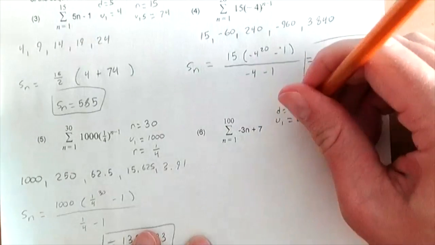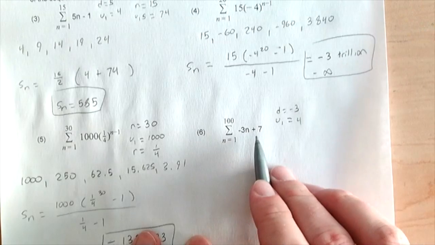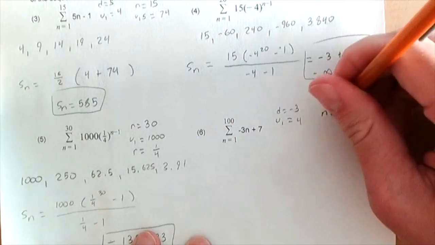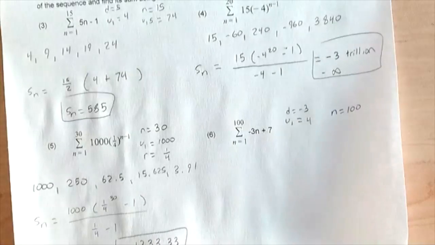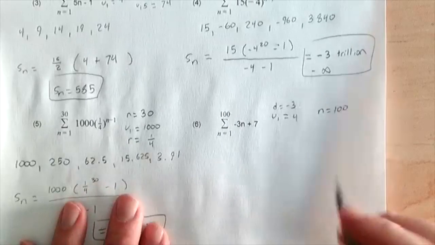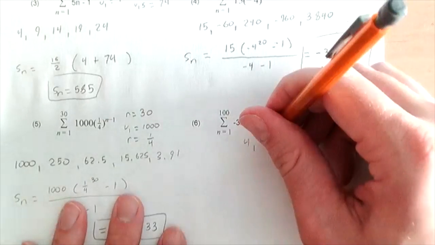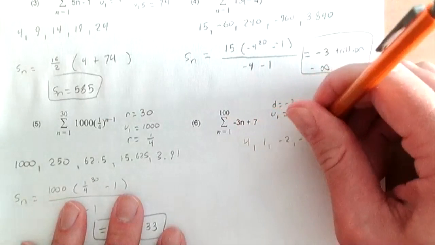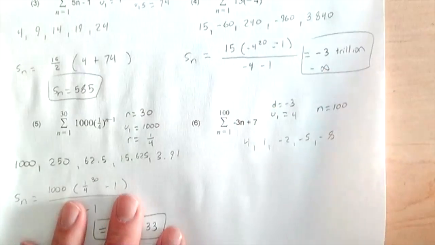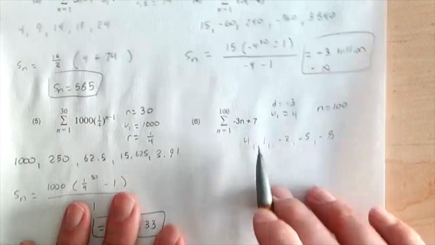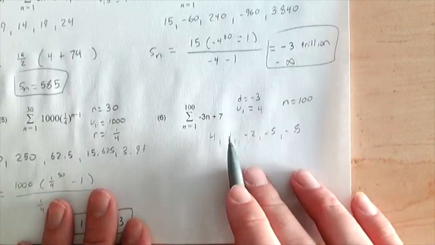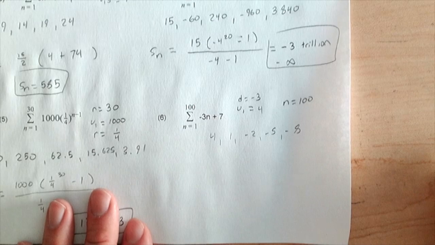The first term is 4 because it's -3 plus 7. And there are 100 terms. And this is really easy to write out. The first term is 4, the second term is 1, -2, -5, -8. We're going down 3 for each of them. And we want to find what happens if we add up 100 of these numbers.